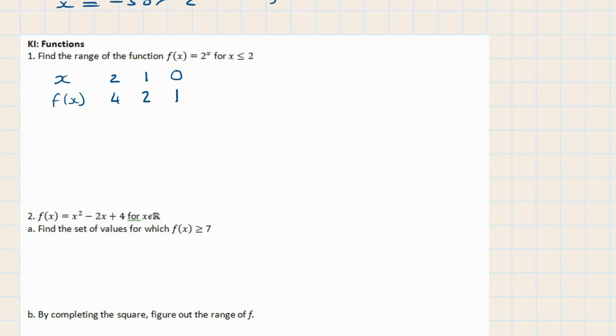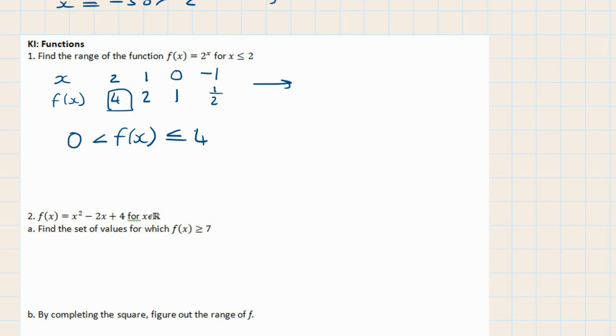And we can go to negatives as well. 2 to the power of negative 1 is 1/2, and so on and so forth. So you see that as we go further into the negatives, we'll get a very, very small number approaching 0 but never reaching 0. So I think we'd write 0 is less than f(x) is less than or equal to 4, because we could get a 4 here. Okay, I think that's pretty much solved that one.